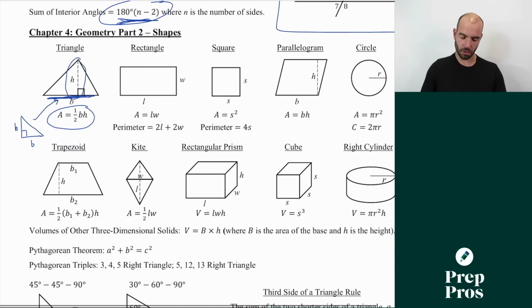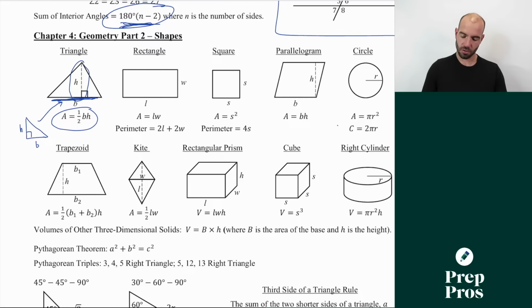Other important ones here to memorize that a lot of students forget. Make sure you have your circle equations memorized. Those are pretty straightforward. You'll see those a lot on the test. Trapezoids can come up. A lot of people forget this equation here. Same with a kite. If this comes up, it's also an important one to know. Otherwise, knowing your cube, your rectangular prism, and right circular cylinder are also ones I see a lot of students forget.